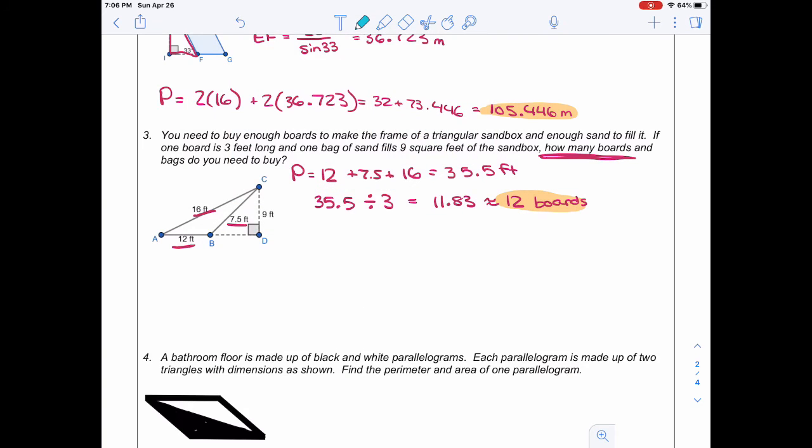So for our area now, we know that 1 bag of sand fills 9 square feet. So I want to find my area of this triangle. And again, for a triangle, that's just going to be half times my base times height. So in this case, my height is 9, and then which side is perpendicular to my height? That's going to be my 12. So if I go ahead and do that, I get 54 feet squared. And again, I want to find out how many bags of sand I can get. So if I know I need 54 feet squared and each bag is 9 square feet, I'm going to do 54 divided by 9, and I get 6 bags of sand.